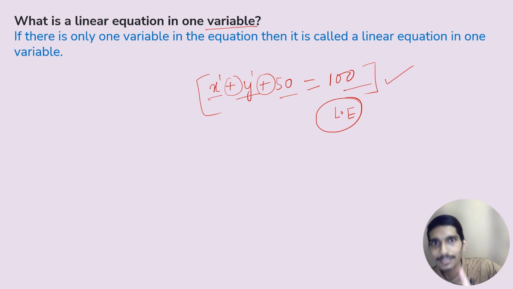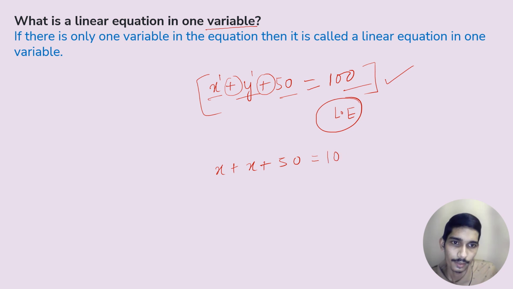If I am using x, then I can only use x in that equation. Suppose I write it as x plus 50 plus 50 is equal to 100. Yes, it is a linear equation and it is a linear equation in one variable. Why one variable? Because only one letter is used, x. You can use it as many times as you want. In this equation, you can write x 100 times also. But you have to use only one type of alphabet. If you are using x, you have to use x. If you are using y, you have to use y. If you are using a, you have to use a.